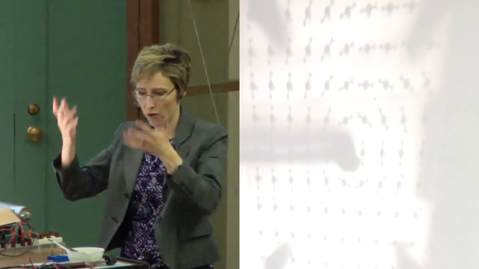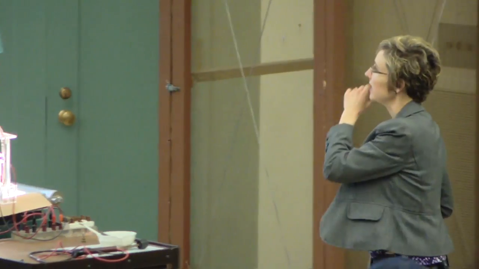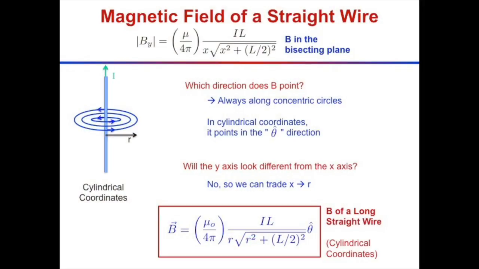So if I think then of how this pattern looks all throughout space, it's basically concentric circles, okay? So B is always pointing along circles in this case. So I have current going up, and this is the pattern we see on the board there, and this is the pattern that we calculated.